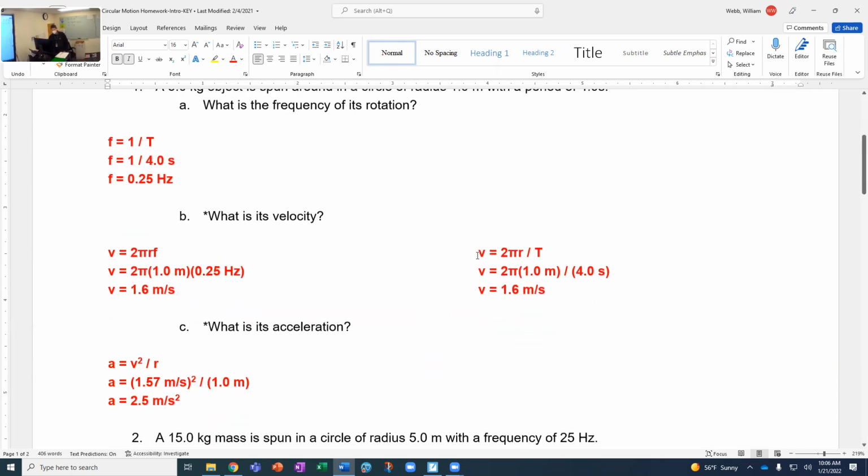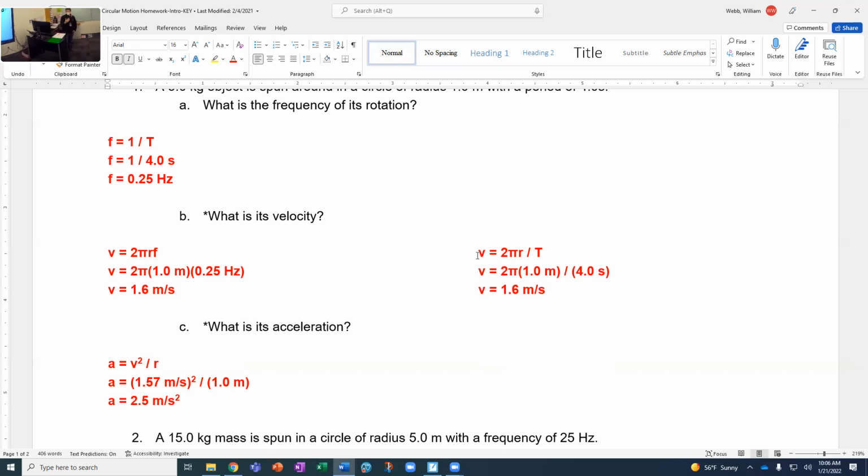And then the velocity, I showed both ways here, you don't have to do both ways. If you took the period that was given, you get 1.6 meters per second. If you took the frequency, which you determined for part A, you still get 1.6 meters per second. Just showing you that both ways work. And that's reasonably slow. It's not snail slow, but it's not car driving down the freeway fast, right? It's reasonably slow, which seems right since it seemed like it was moving slow when we thought about what the period meant.